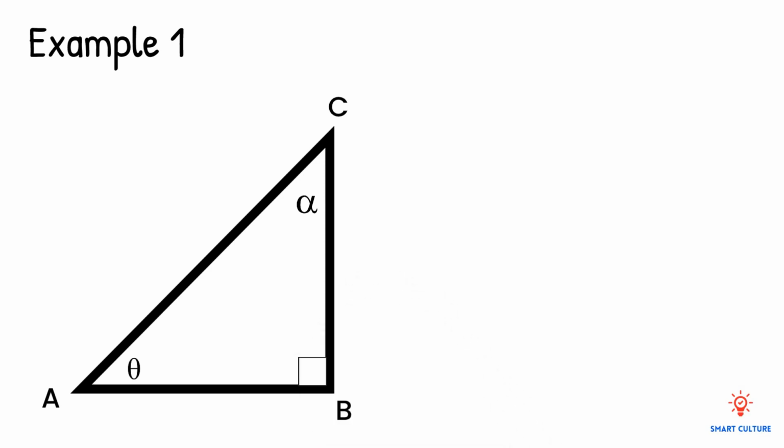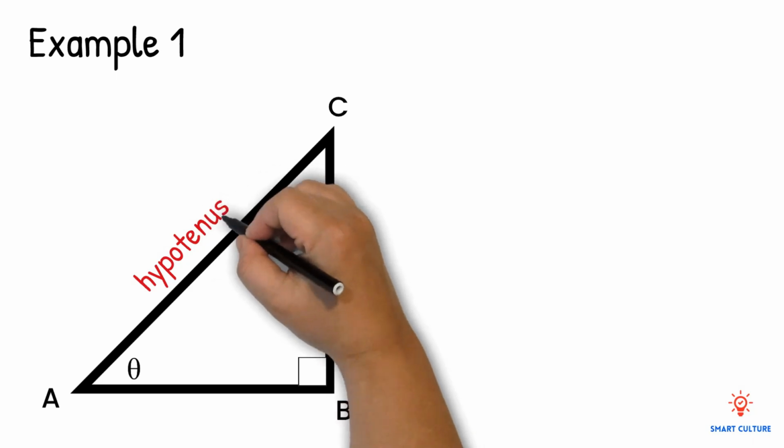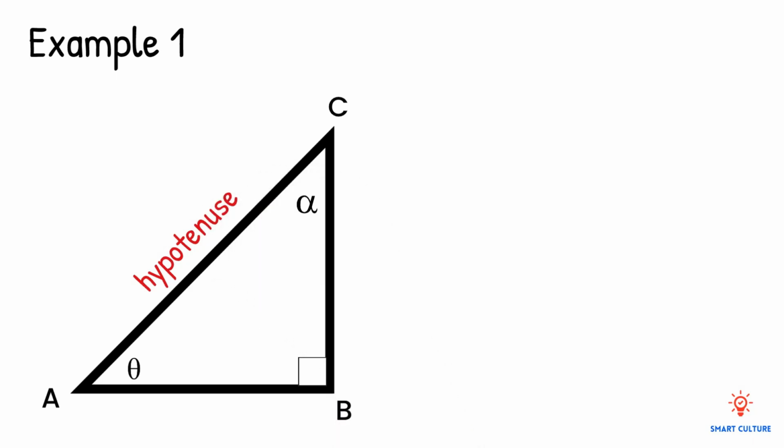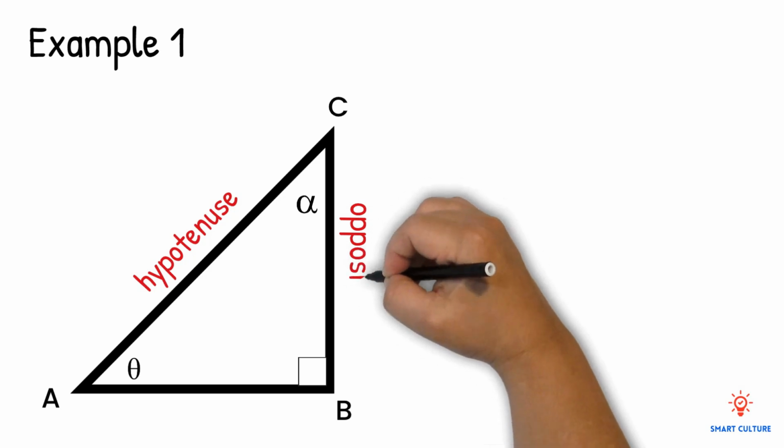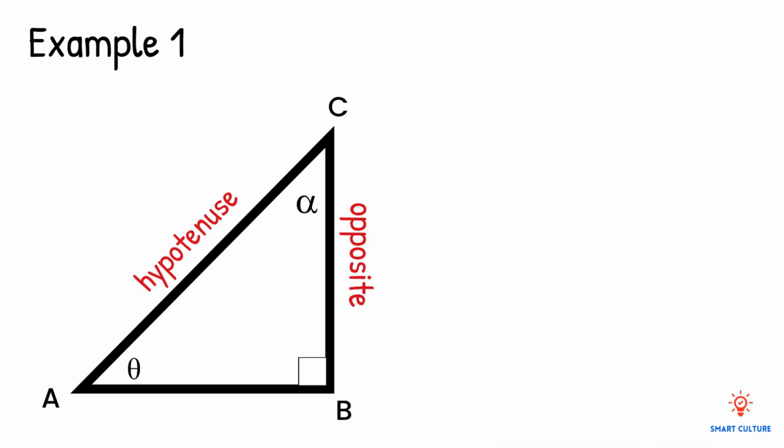First, find the right angle. The hypotenuse is always directly opposite the right angle. Remember, a right angle is 90 degrees. The hypotenuse never changes position. The opposite and adjacent sides depend on the angle we are looking at. The opposite side relative to the angle theta is directly opposite the angle theta. The adjacent side is the remaining side of the triangle and must be one of the sides that forms the angle theta.